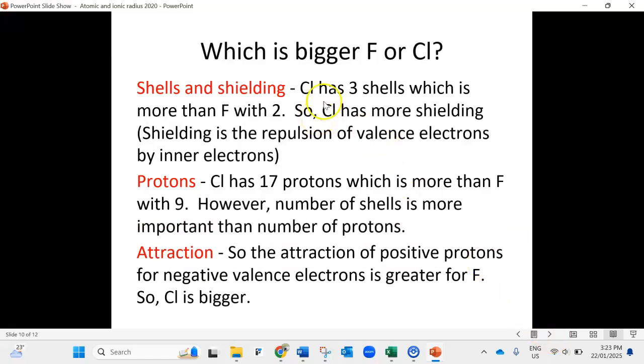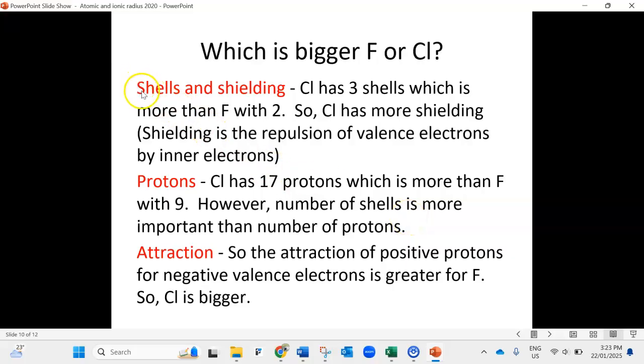Which is bigger, fluorine or chlorine? Shells and shielding. Chlorine has 3 shells, which is more than fluorine with 2. So chlorine has more shielding. Shielding is the repulsion of valence electrons by inner electrons. Chlorine has 17 protons, which is more than fluorine with 9. However, the number of shells is more important than the number of protons.